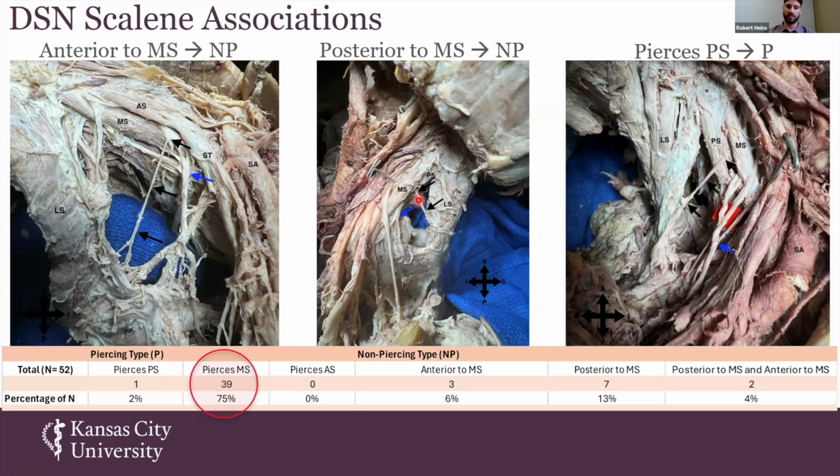Another non-piercing variant, this dorsal scapular nerve actually went posterior to the middle scalene, between the middle scalene and posterior scalene. And then a piercing variation here on the right is the dorsal scapular nerve piercing the posterior scalene.